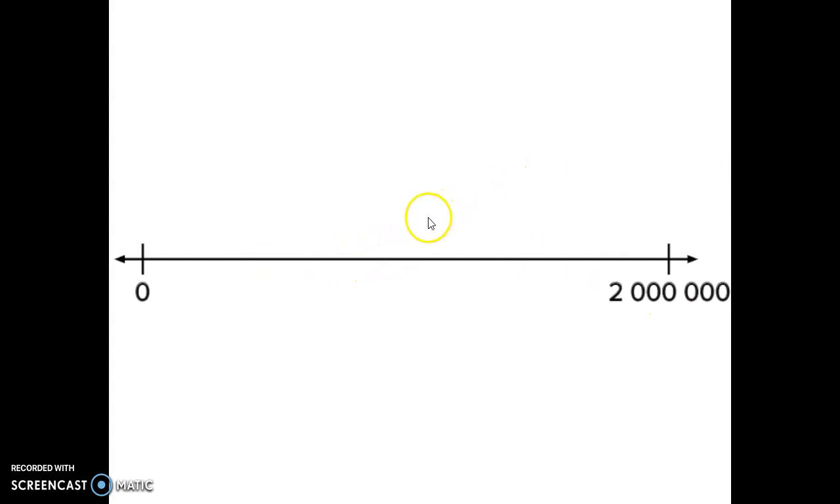I'm going to start with the middle. I'm going to find our middle. And because here, half of 2 million is 1 million.